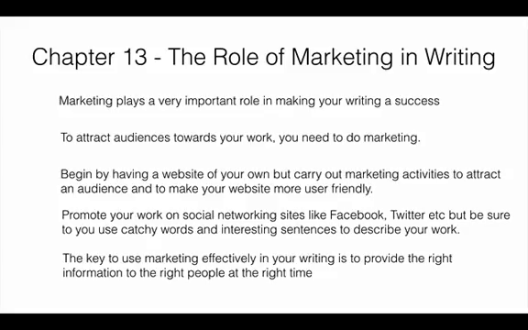You might even have links in your writing to other things that will give better details than what you can cover in your article. And then you want to promote your work on social networking sites like Facebook and Twitter and other sites. But when you do that, you want to use just words and phrases and interesting sentences or pictures to describe your work. And then link this back to where your blog or your writing content is located. So people will go, oh yeah, I wonder about that. Or maybe you stir up a question in their mind and they click on that link and go there and read your article. The key to using marketing effectively in your writing is to provide the right information to the right people at the right time.